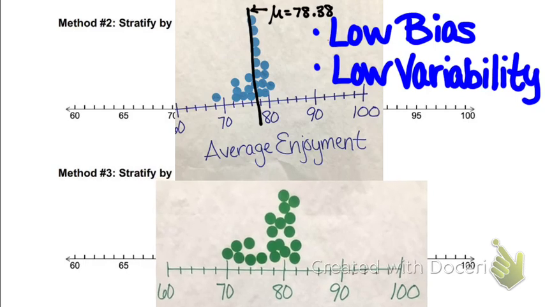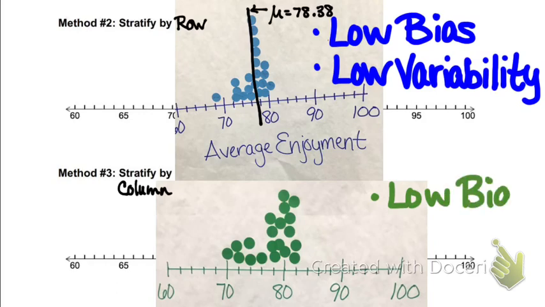All right. This one up here was stratified by row. I ended up covering that up. This one was stratified by column. What do you think about stratified by column? Low variability, high variability? What are we thinking? Is this one more or less variable than the one up above it? We have low bias again. It looks to be overall low variability.